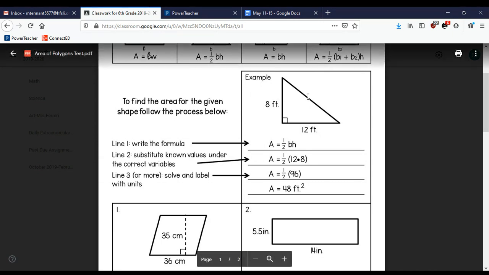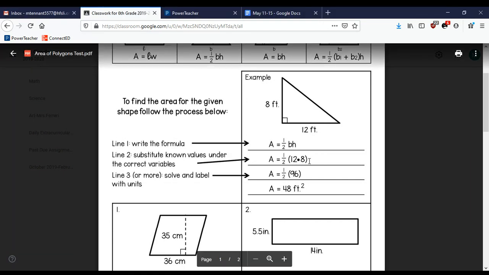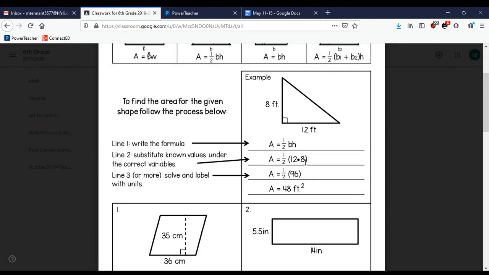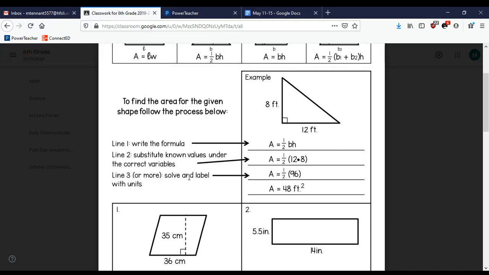Okay, this is the triangle. You write the formula for a triangle. Then in line 2, you substitute the known values under the correct variables. The base was 12, the height was 8, so I did 12 times 8. At this point, you can use a calculator or you could do it in your head, but I still need to see all of the steps that you take. Line 3 or more, you solve and label with your units.